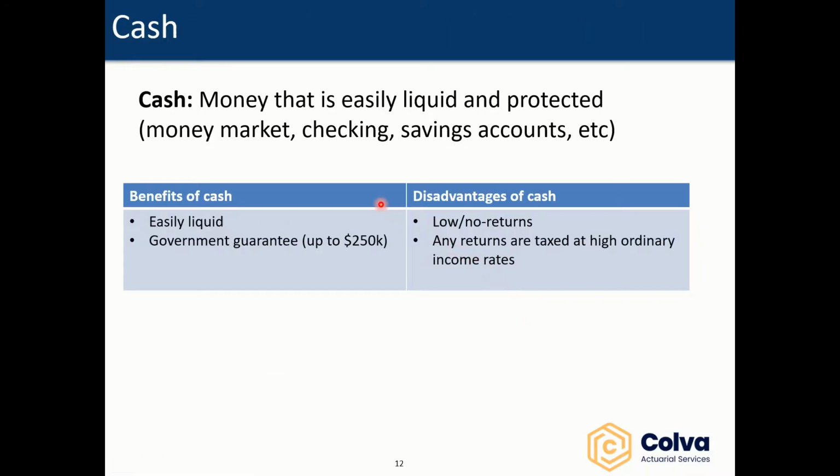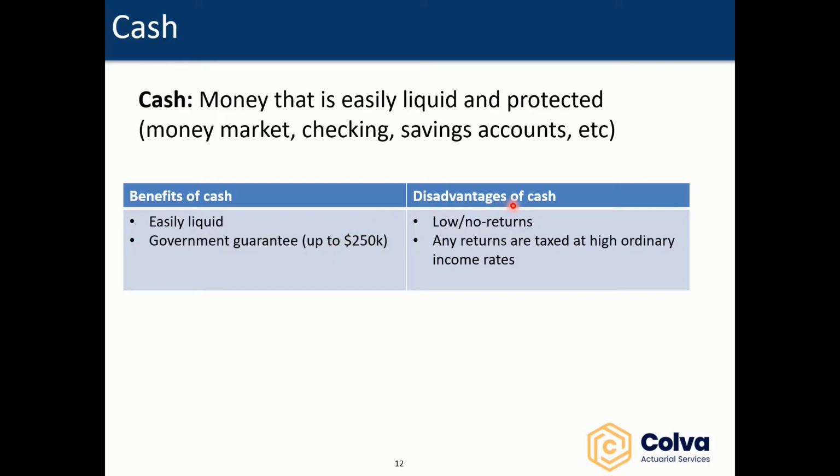So now let's talk about cash, right? Cash is essentially not stocks and bonds. It's just money that is easily liquid and protected. Money market account, checking account, savings account, all that stuff in your bank, that's considered cash. So the benefit of cash is it's easily liquid. If it's in a bank with FDIC support, you get a government guarantee up to $250,000, right? So there's a guarantee, as opposed to if you're investing in stocks, there is no guarantee that you won't lose money, or bonds, for that matter.